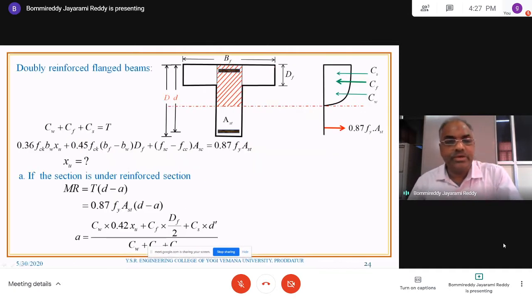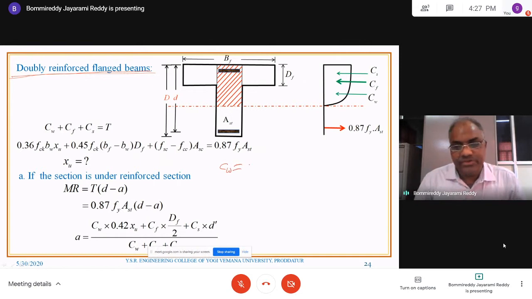Okay. So now let us go for doubly reinforced T-beams. In this case, how many forces are there? 3. One is CW, I will write once again here: compressive resistance of the web. What is compressive resistance of the web? 0.36 FCK BW into XU. That is compressive resistance of the web.